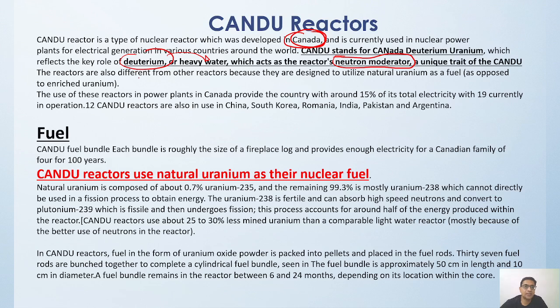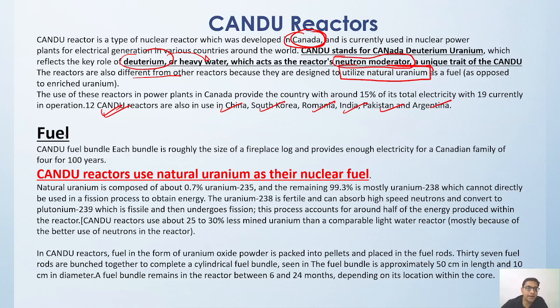This reactor is different from other reactors, because it utilizes natural uranium. All other reactors that we have studied were utilizing enriched uranium, but this CANDU reactor utilizes natural uranium as it is. Around 15% of the electricity of Canada is produced this way, with 19 reactors in operation. CANDU reactors are also utilized in China, South Korea, Romania, India, Pakistan, and Argentina, where we are utilizing natural uranium.